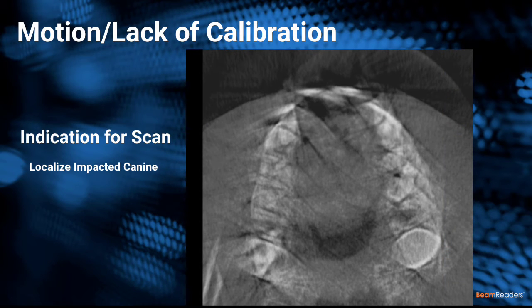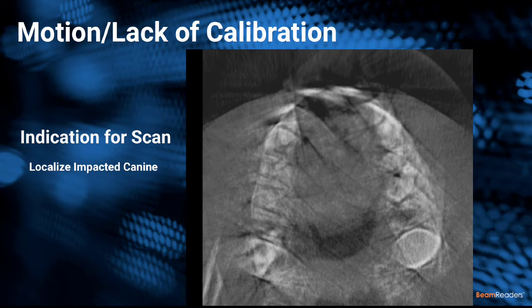So here's an axial view. This has it all going on. There's motion, the machine's not calibrated, and I think you can certainly appreciate that there's much more noise than signal in this particular view. And the whole purpose is to localize an impacted canine.